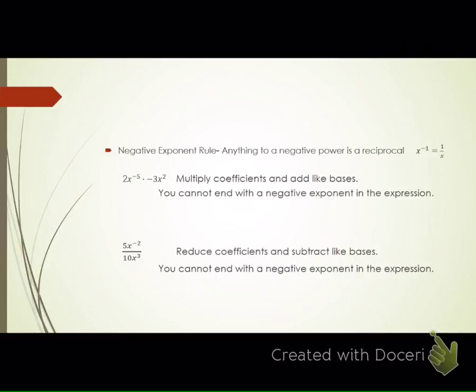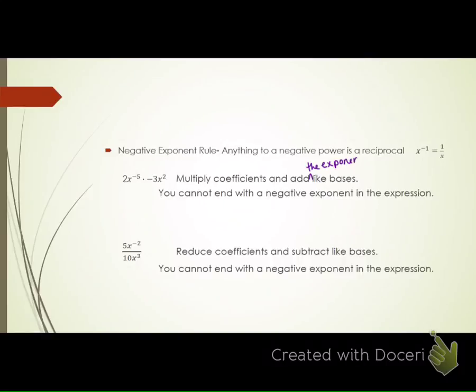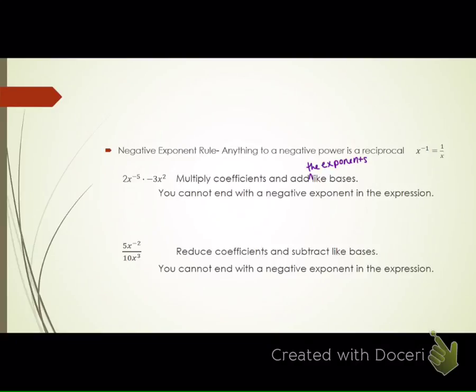So the negative exponent rule says anything to a negative exponent is the reciprocal. It doesn't make it negative, it just reciprocates it. So when you multiply the coefficients and you add the exponents with like bases, you cannot end with a negative exponent in your expression. You may not end with a negative exponent in your expression.